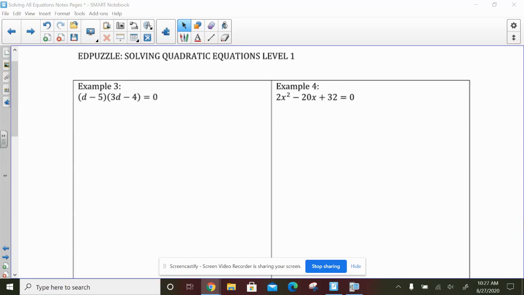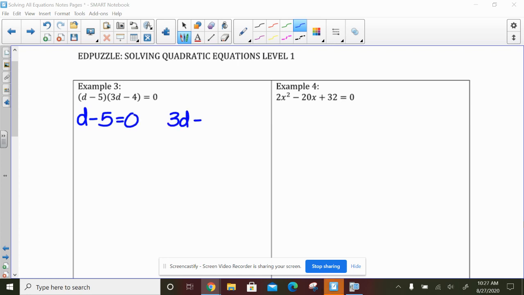All right, so we're continuing on the back of your paper where we're solving quadratic equations level 1. So solving by factoring, including factoring with a GCF. Okay, so for example 3, when you see a problem like this that already has the 2 sets of parentheses, it is already factored for you. Okay, so all you have to do is take each factor and set it equal to 0 and solve. So d minus 5 equals 0, and 3d minus 4 equals 0.